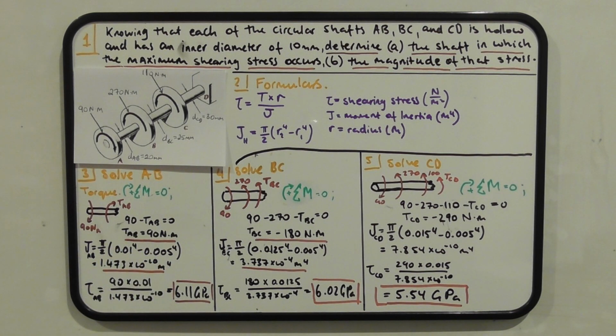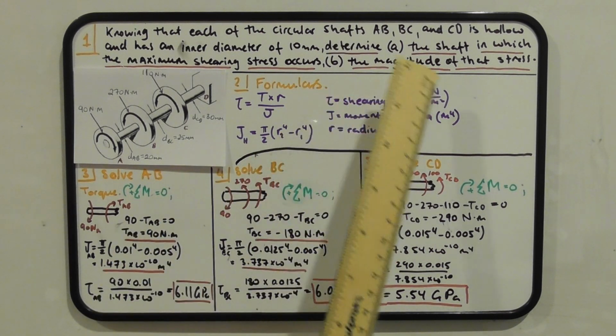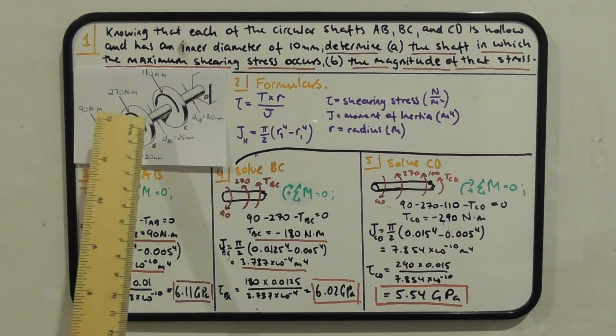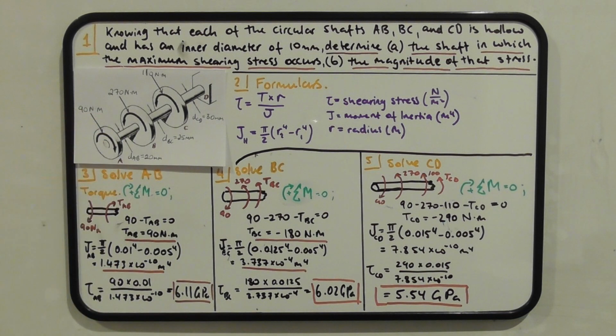Now to find the max shearing stress that this shaft will experience, the shearing stress AB will be 90 times the radius 0.01 divided by that moment of inertia value, which will give us 6.11 gigapascals.